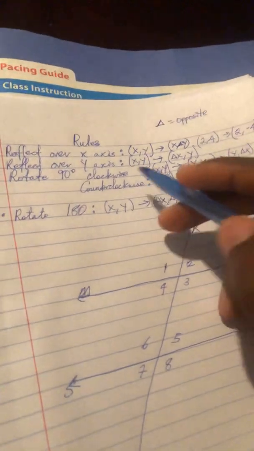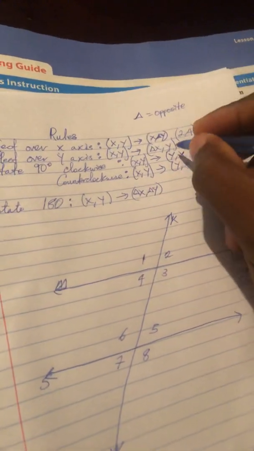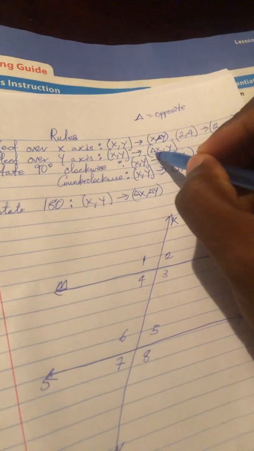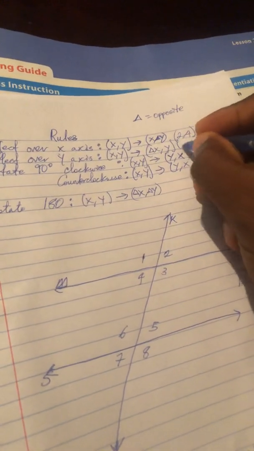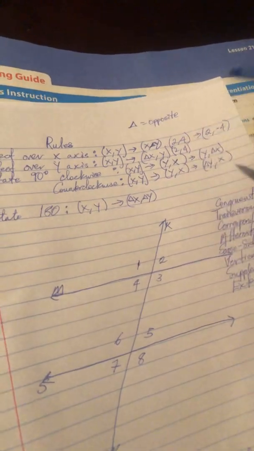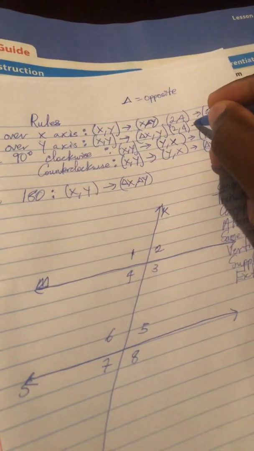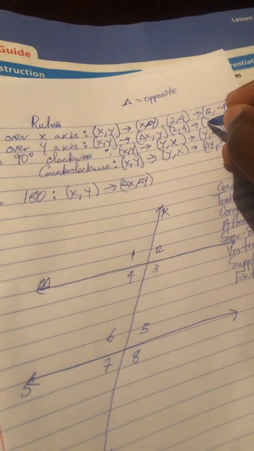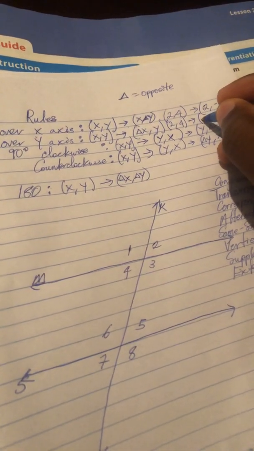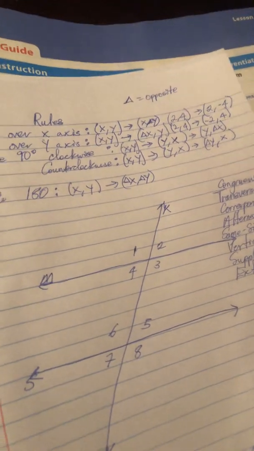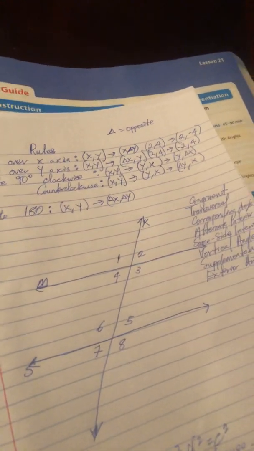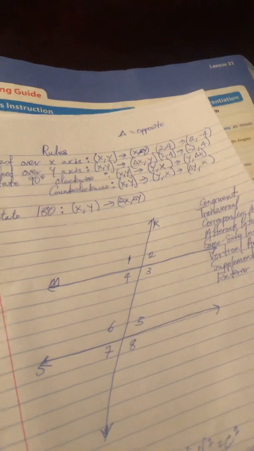All right. So doing the same thing when you reflect over the y-axis, your x now becomes opposite, and your y stays the same. So I'm going to use 2, 4 again. When I'm reflecting over the y-axis, my x will now become opposite. So the opposite of positive 2 is negative 2. And my y stays the same. So 4 stays the same. Okay? So that's it when you're reflecting over the x and y axis. Remember, whatever axis you're reflecting on, that is the axis that is going to stay the same. And the other one becomes opposite.